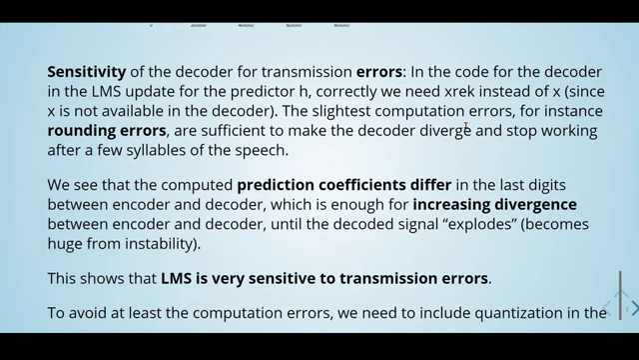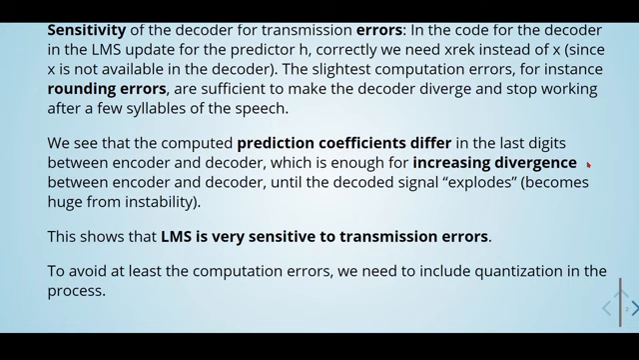We see that the computed prediction coefficients differ in the last digits between encoder and decoder, which is enough for increasing divergence between encoder and decoder until the decoded signal explodes, becomes huge from instability. So this shows that the LMS is very sensitive to transmission errors. To avoid these computation errors, we need to include quantization in the process.